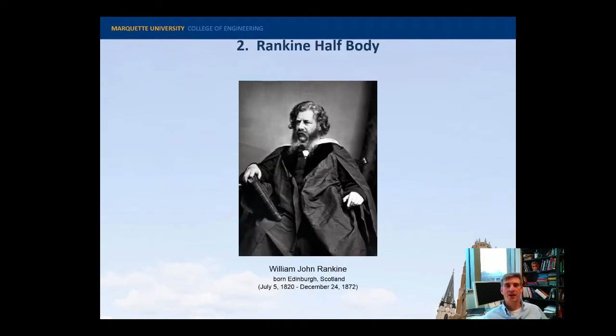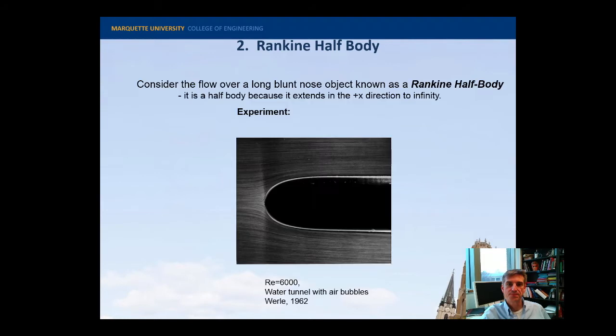Here's our hero. Here's William Rankine. He was born and lived in Scotland, and he taught at the University of Edinburgh. And he's quite a famous fluid mechanics scientist. He not only developed this flow field, but is also known for the Rankine cycle, of course, in thermodynamics. So quite a giant within the world of thermofluid sciences.